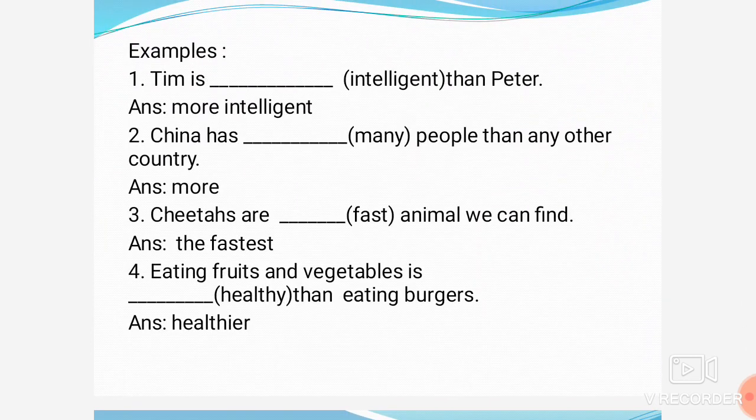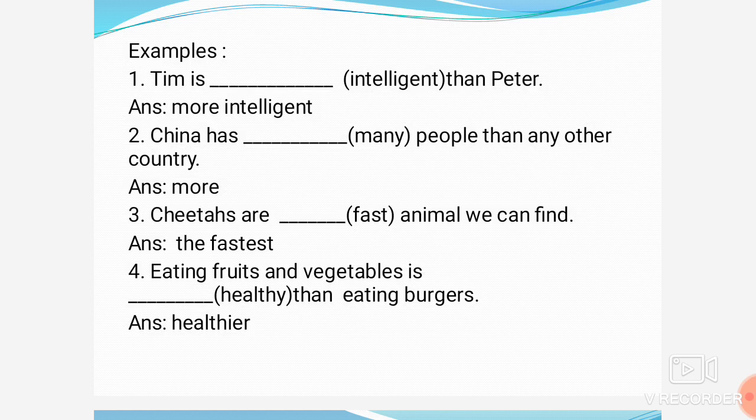Tim is dash than Peter. The adjective given in the bracket is intelligent. So now see which rule is applicable here. Rule number 4. Rule number 4 is applicable here. Isn't it, children? What does the rule number 4 say?